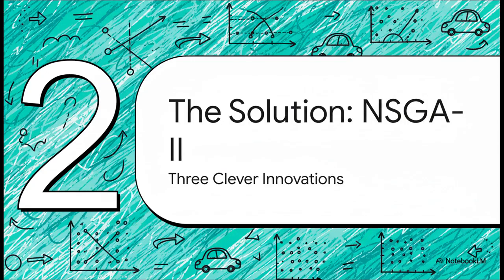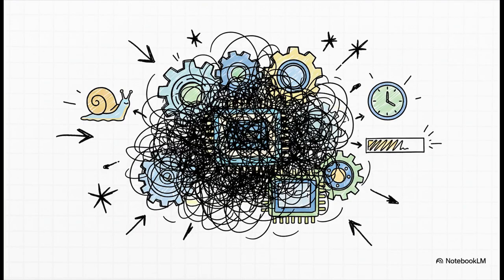And this is where the story gets really good. Researchers looked at these flaws not as a dead end, but as a puzzle to be solved. And their answer was this elegant new version, NSGA II, that was built around three super clever innovations, each one designed to fix one of those big problems. First things first, they had to do something about that speed issue. The original algorithm was just getting completely bogged down. It needed a serious performance upgrade.